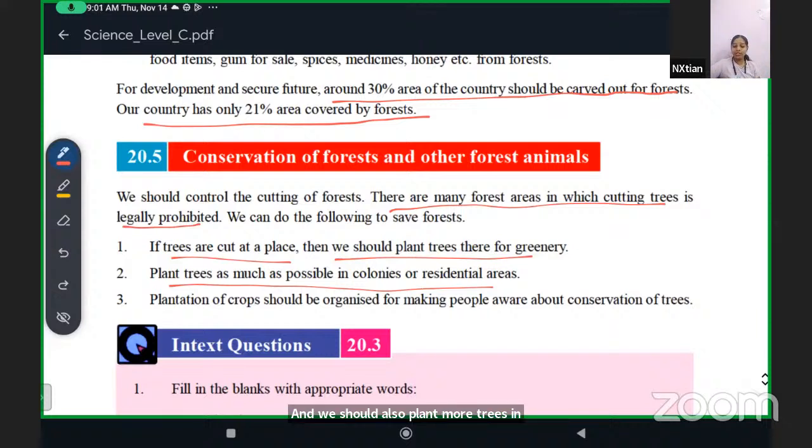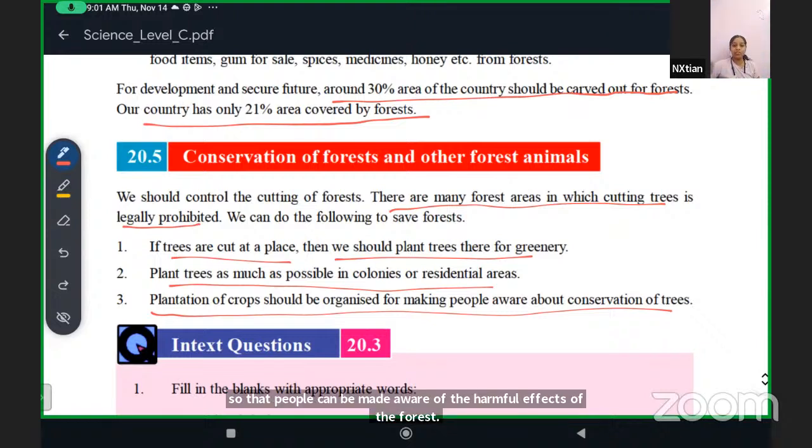Then plantation of crops should be organized for making people aware about conservation of trees. Also, awareness programs should be organized so that people can be made aware of the harmful effects of deforestation. Tree plantation drives should be organized so that people can plant more trees.